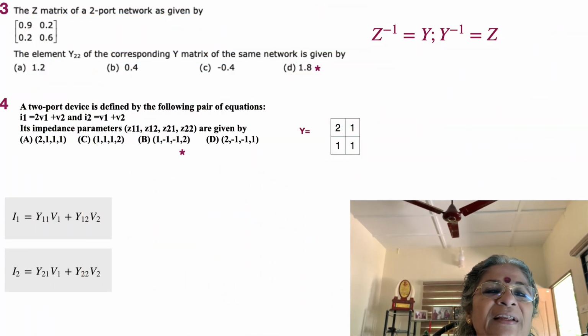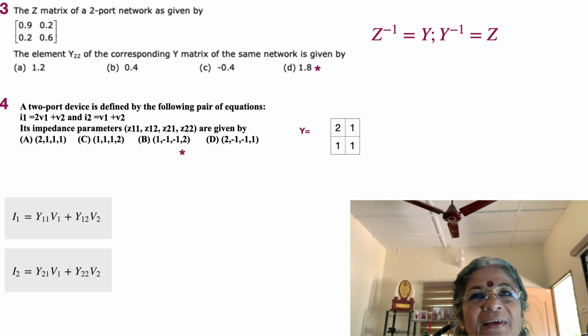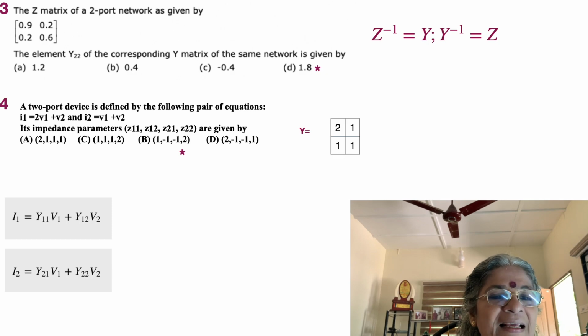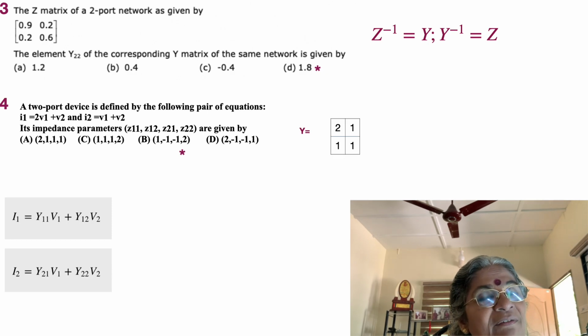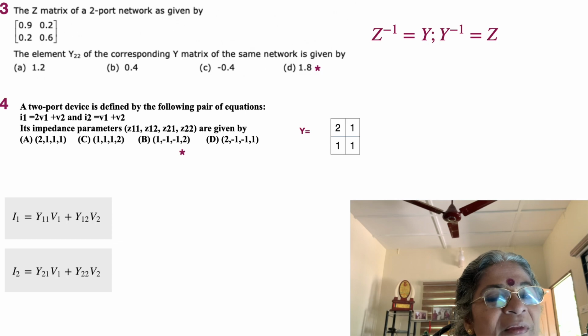The Z matrix of a two-port network is given as 0.9, 0.2, 0.2, 0.6. The element Y22 of the corresponding Y matrix of the same network is given by. Since Z parameters and Y parameters are duals with respect to each other. Why? Because the representation is as shown in this slide: I1 is equal to Y11 V1 plus Y12 V2, and I2 is equal to Y21 V1 plus Y22 V2. What does it tell us? It tells us that Z is the matrix of Y11, Y12, Y21, Y22 inverted. And what is Y inverse? Y inverse is equal to Z, or Z inverse is equal to Y.